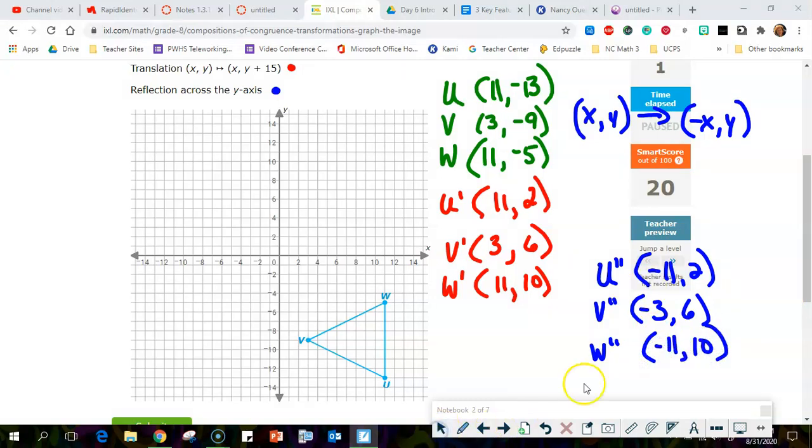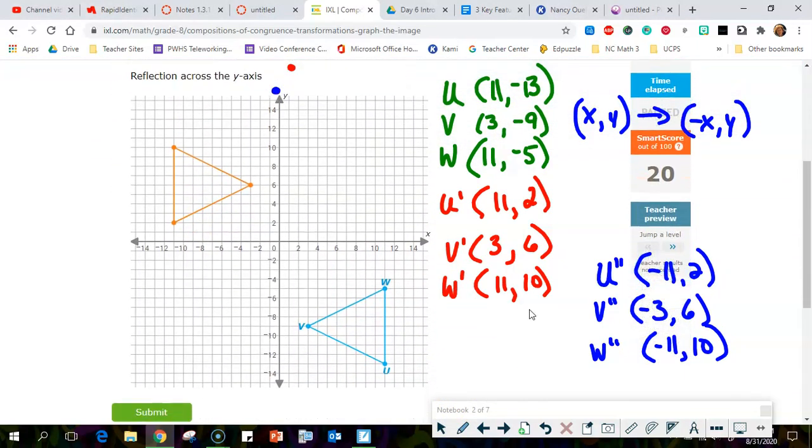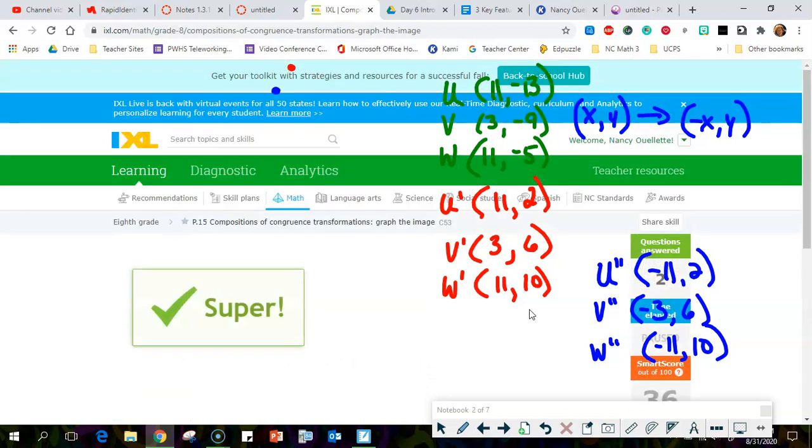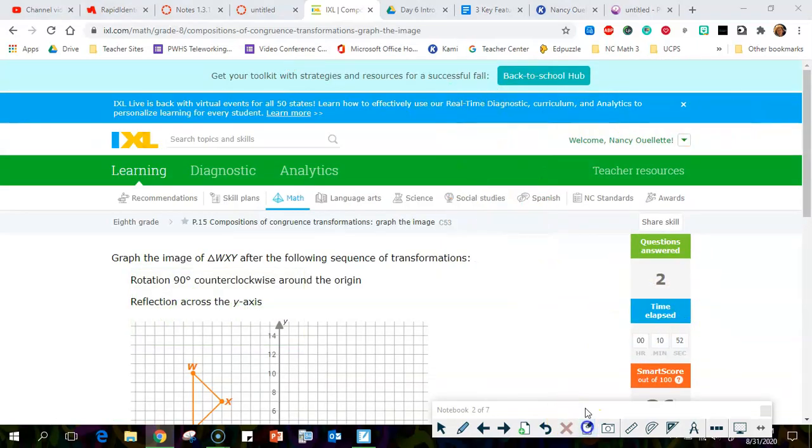Let's find out. Negative 11, 2. Okay. Negative 3, 6. Okay, and negative 11, 10. Where's 10? Is that 10? Negative 11, 10. All right, I'm going to press submit. Y'all hold your breath. I know y'all do when you click submit. Let's see if we got it right. Yay! Okay, good.